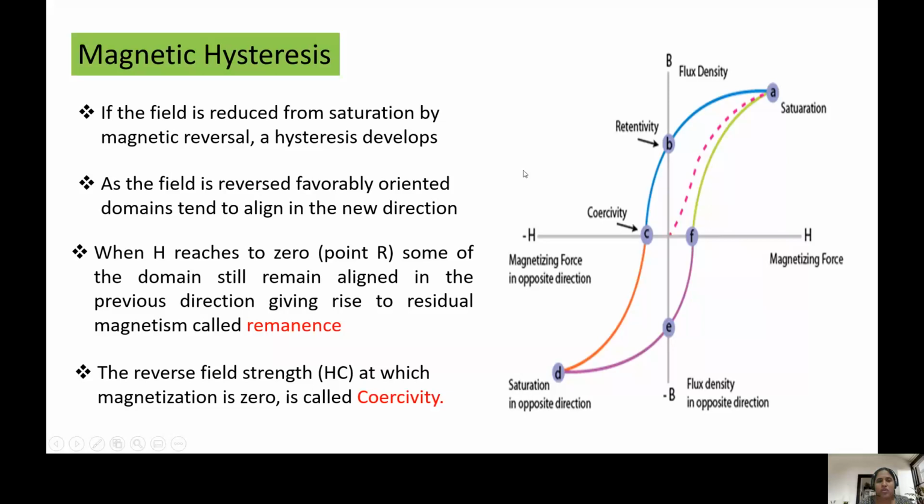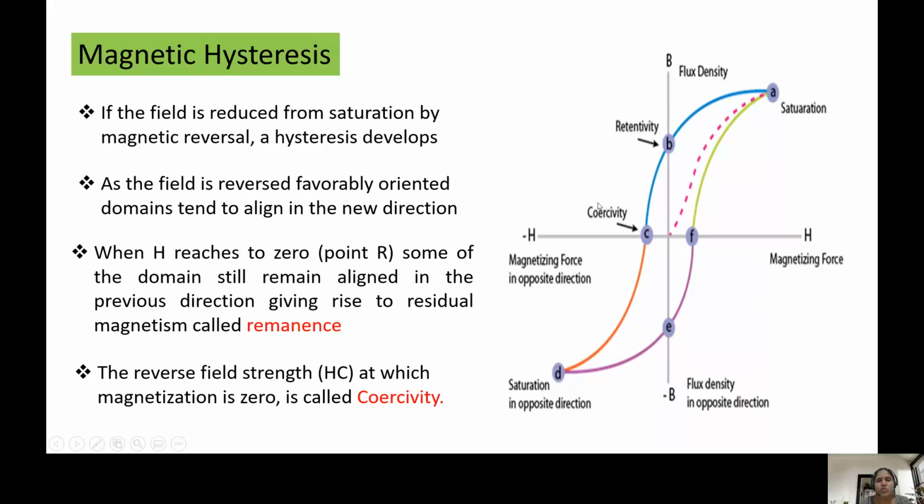So when H reaches 0, we can observe that a finite magnetic moment will still remain due to the alignment of the domains. That is said to be the residual magnetism, and also the remanence, or in this diagram, retentivity. Here the reverse field strength Hc at which the magnetization is 0 is called the coercivity. So the negative, reverse field where the magnetization becomes 0 is said to be the coercivity.